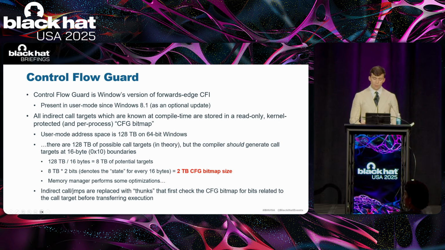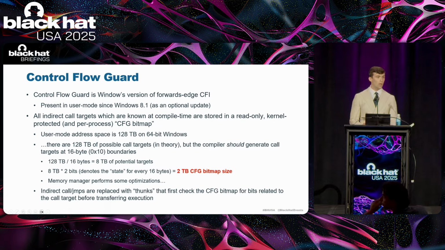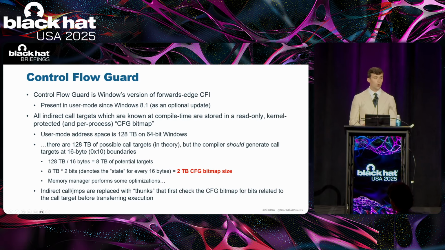The canonical example of this in Windows is Control Flow Guard. It's been around since Windows 8.1 in user mode, and this is Microsoft's implementation of a forward-edge CFI mitigation, so it protects against indirect calls and jumps. The way CFG works is that at compile time, all of the known indirect call targets are stored in a bitmap. That bitmap is read-only, and it is a per-process bitmap. Any time an indirect call or jump happens, we first go to the bitmap to get more information about the call target we're about to invoke.